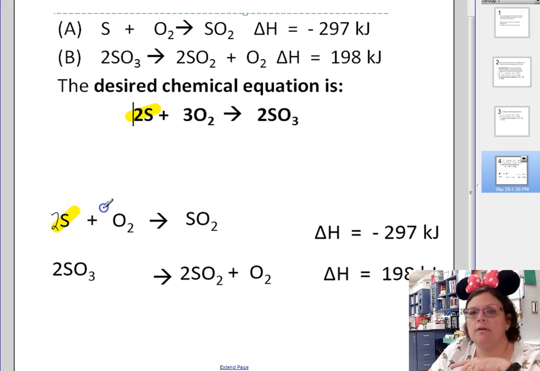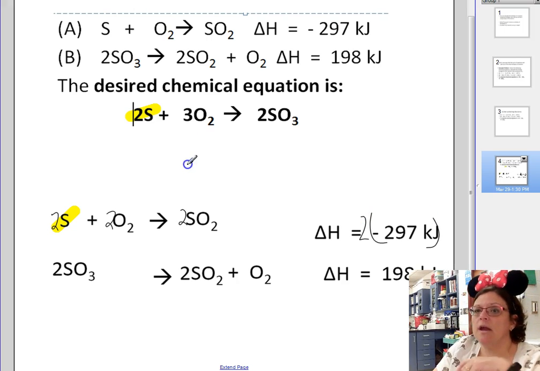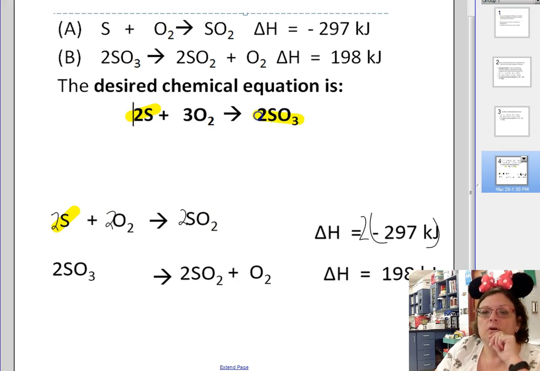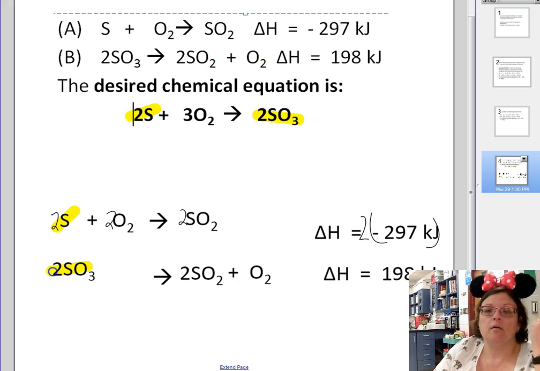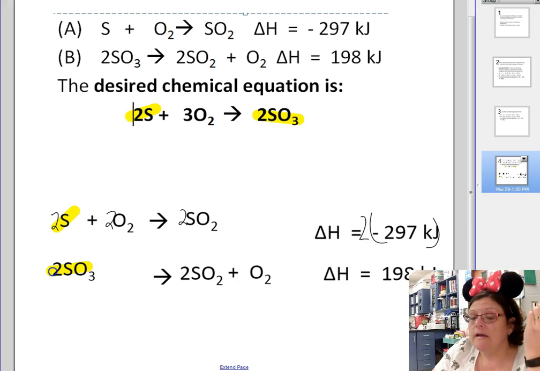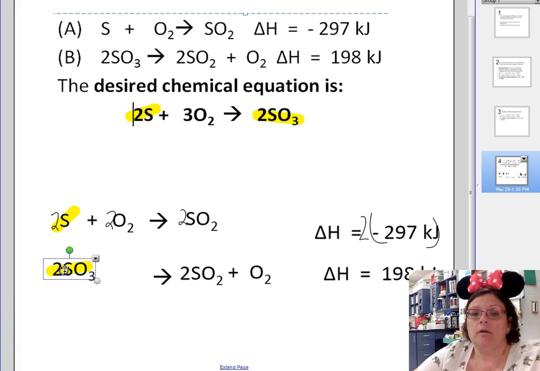So I'm going to multiply everything in this equation by 2. And I'm going to multiply this one by 2. At least it was on the reactant side. Not going to worry about oxygen, because there's oxygens in both of them. I need 2 sulfur trioxides. Do you see any sulfur trioxides down here? You do? Well, looky there. But what side is it on? It is on the reactant side. And where do we want it? We want it on the product side.